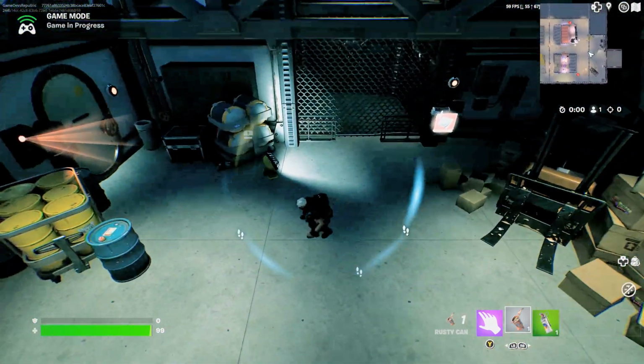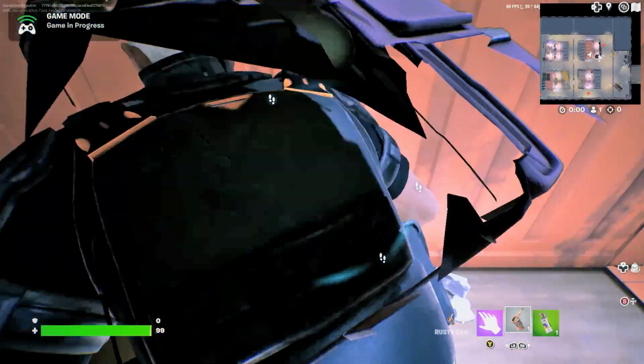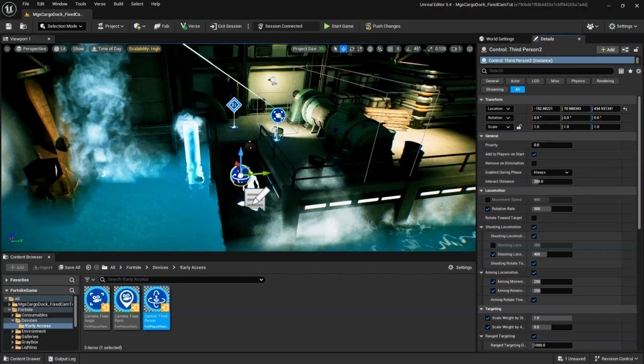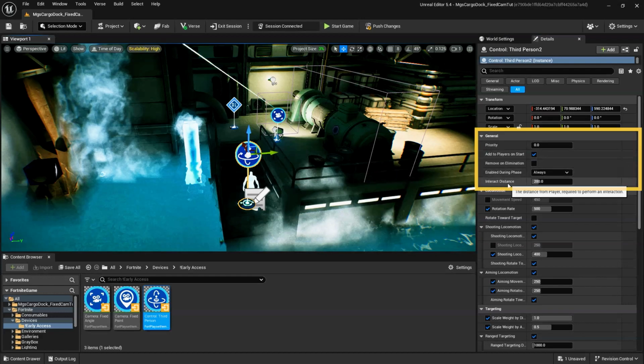The best way to determine what feels right for your island is by simply playtesting it and having others playtest to get their feedback. The controller shares many of the general settings with the fixed angle camera device, with the only addition being interact distance. Interact distance represents the distance a player must be from something to interact with it.